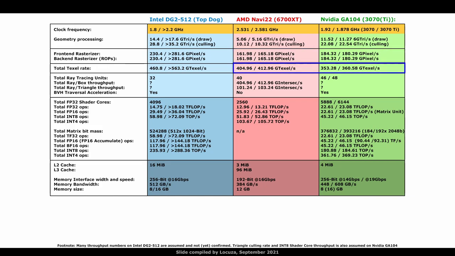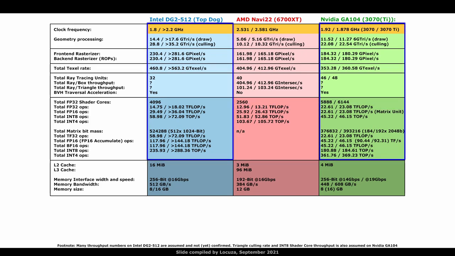On the texture rate side, the picture flips, where the 20% higher total throughput per clock on the GA104 is not enough to offset the higher clock rates of Navi 22, which wins that paper battle by 12 to 15% now. But there's no cure for the massive FP32 shader core throughput on the GA104, which still leads by a gigantic amount of 74%.